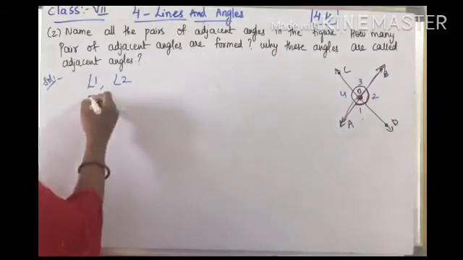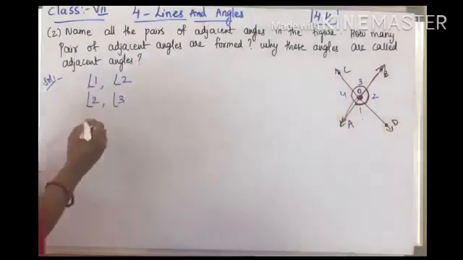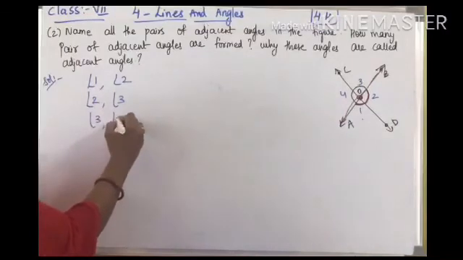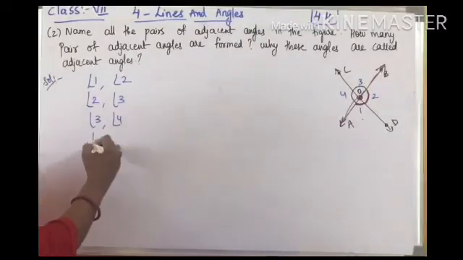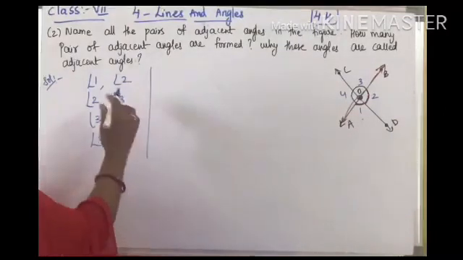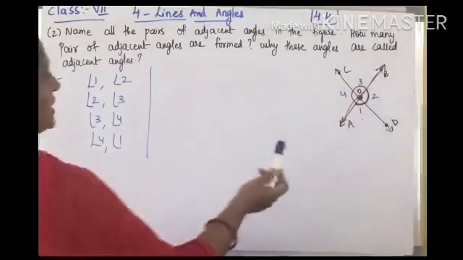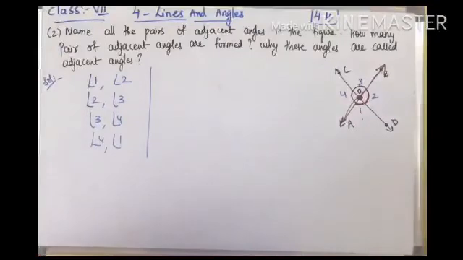Next you can see angle 2 and angle 3 are also adjacent. Next angle 3 and angle 4 are adjacent. Next angle 4 and angle 1 are adjacent. So when two lines intersect, four angles are formed, and from the four angles you get four pairs of adjacent angles. But 1, 2, 3, 4 is not given in the question. Just for easy representation we have written 1, 2, 3, 4.